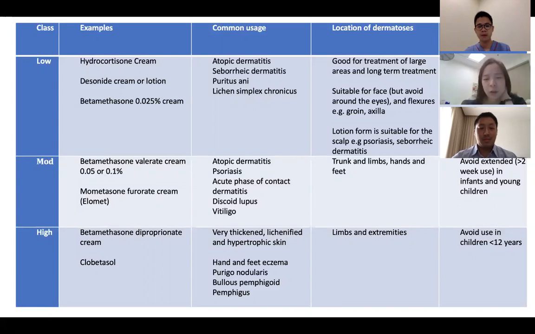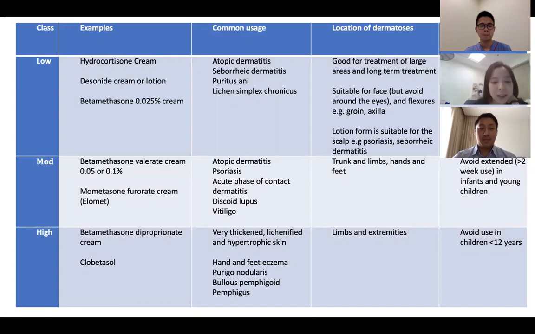Areas to avoid steroids on would be the face, and especially the periorbital area, because too much steroid there can cause cataract and glaucoma in addition to your usual steroid side effects. Then the last thing you look at is the thickness of the lesion. Generally, if a lesion is thinner, you can use a more gentle steroid. If the lesion is thicker, you might want to use a stronger steroid.